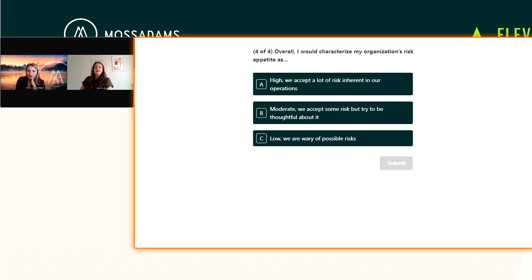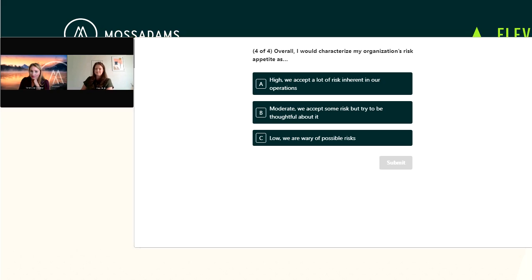So overall, I would characterize my organization's risk appetite as high. We accept a lot of risk inherent in our operations. Moderate, we accept some risk, but we try to be thoughtful. Or low, we are wary of possible risks. And again, no right answer or wrong answer here. Totally depends on your organization's circumstances at this point in time.